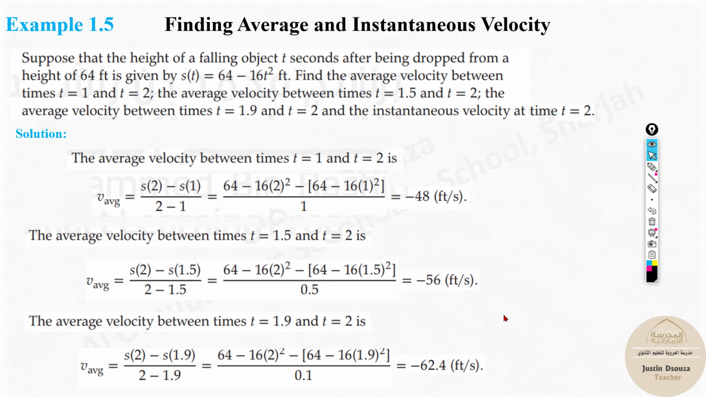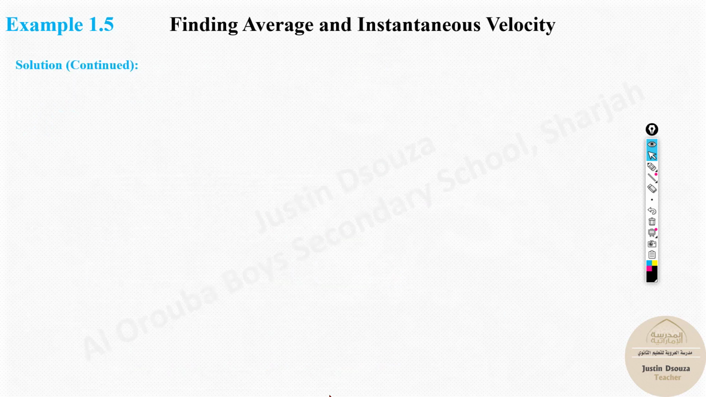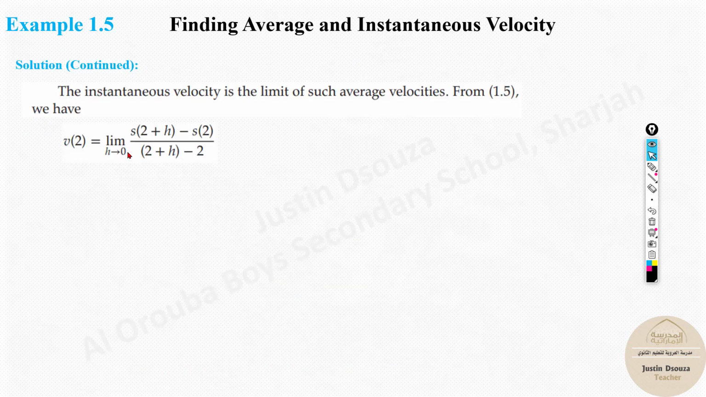Now what you can see is just by changing some part of seconds, you're getting different answers. But now let's find instantaneous velocity at exact time t2. We do it from the new formula which you learned. So plus h over here, limit h goes to 0.